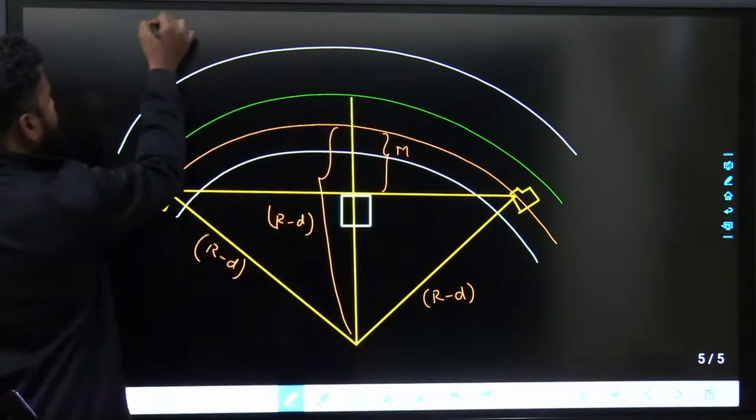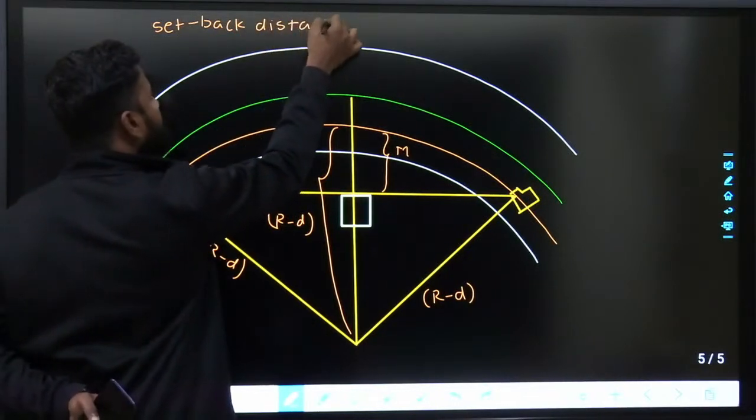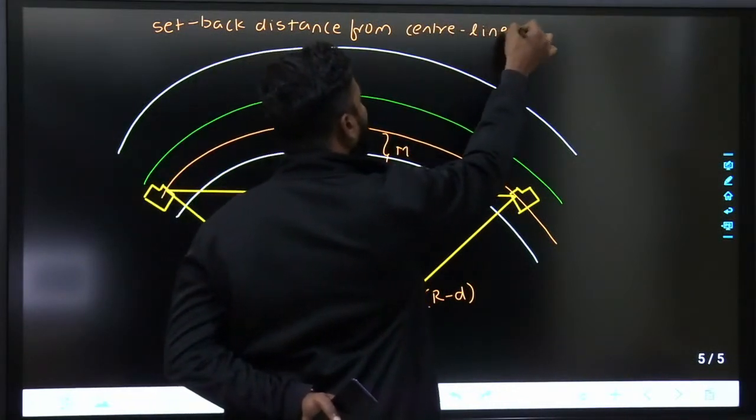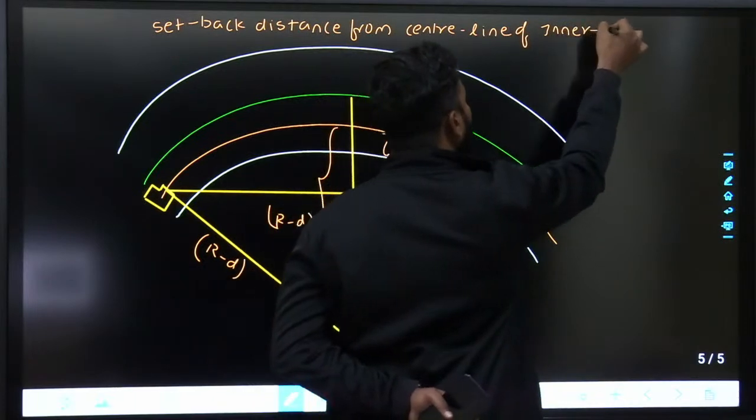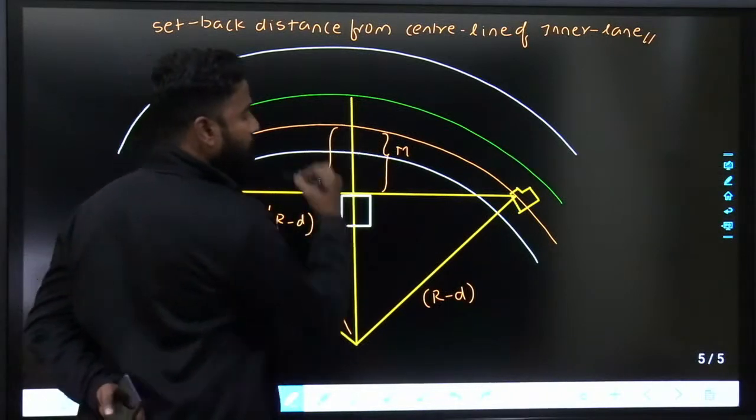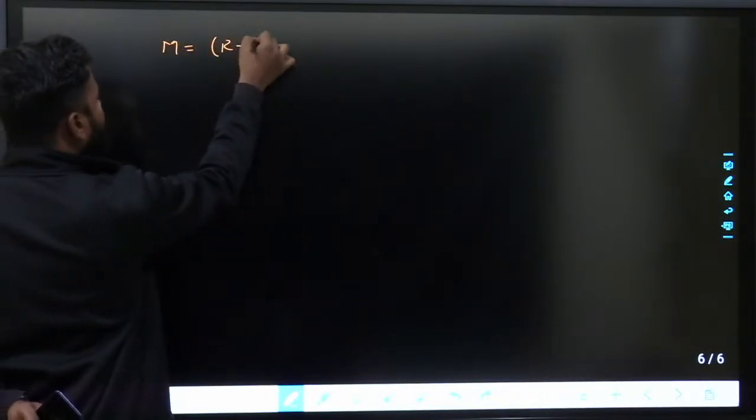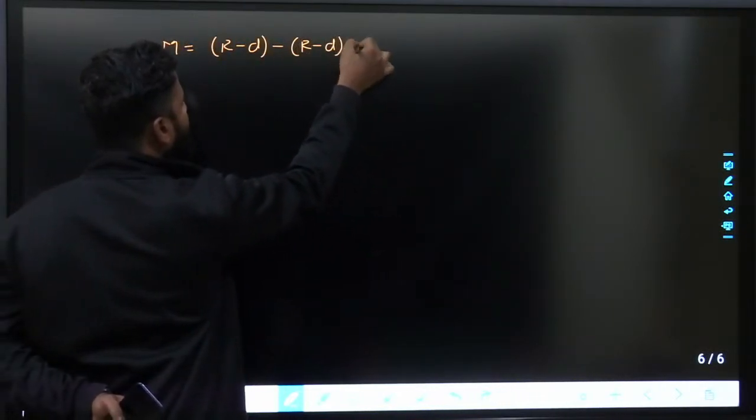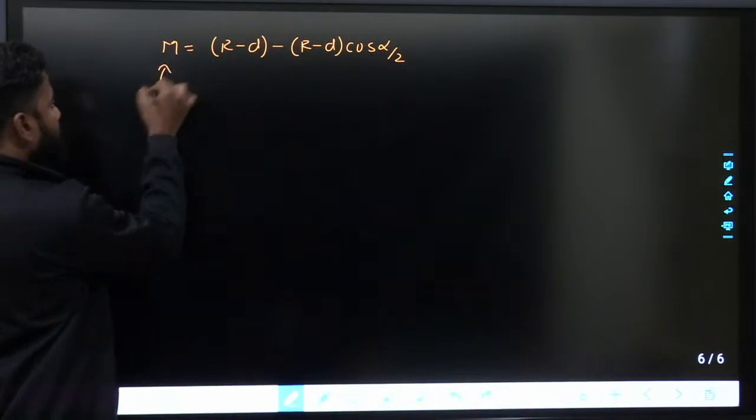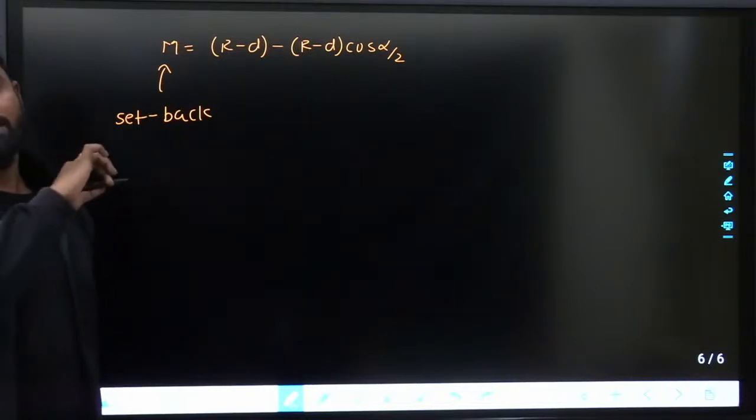Setback distance from center line of inner lane. If they are asking from here, then M, it is from the inner lane, so it would be R minus D minus of R minus D cos alpha by 2. If they are asking setback distance from the center line of inner lane. If they ask simply setback distance, you can take it from center line of the road.